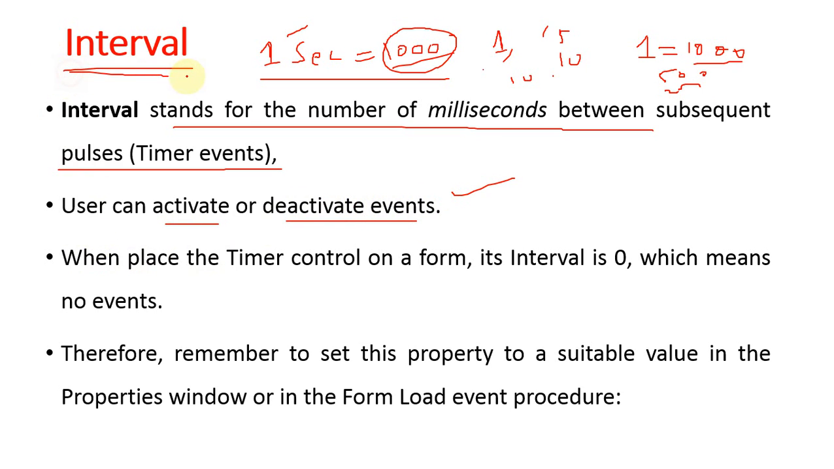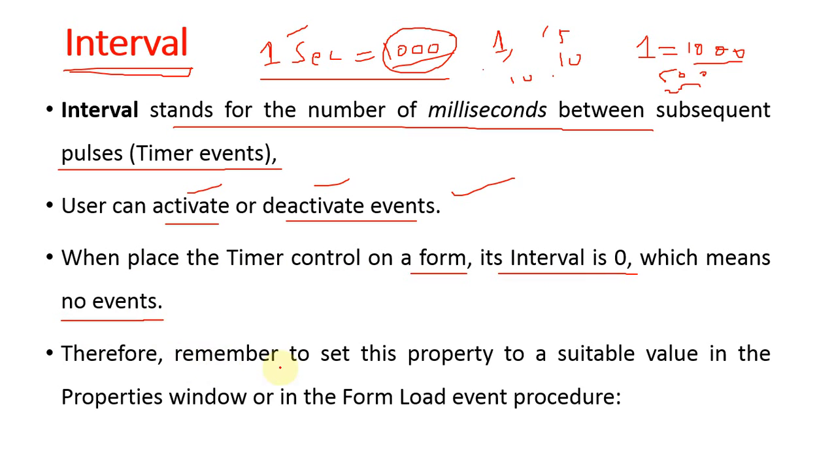So even though you have put the interval, you can activate or deactivate. By using Enabled, sometimes we set the interval but keep the timer disabled. By default the interval will be 0. VB sets the interval value to 0. That means by default the timer is disabled. When you place a timer control on a form, its interval is 0, which means no events. It will not respond to any event.